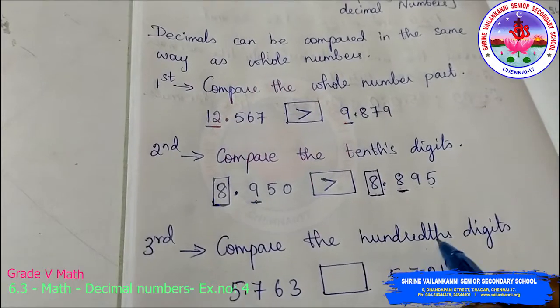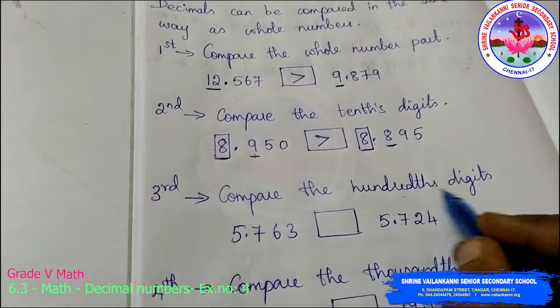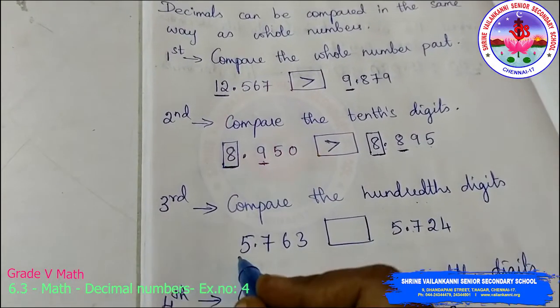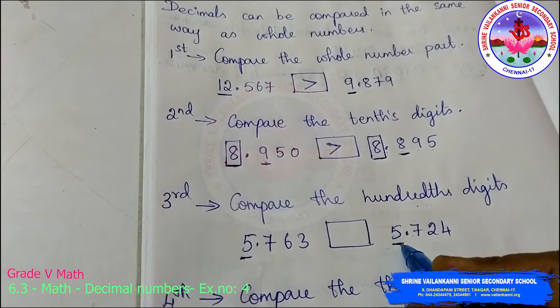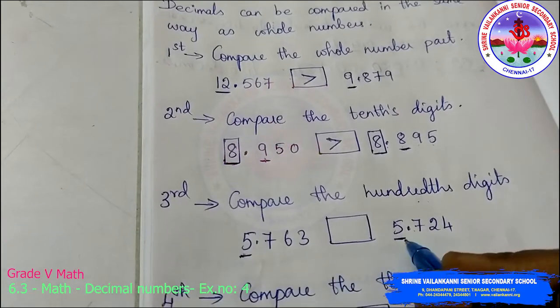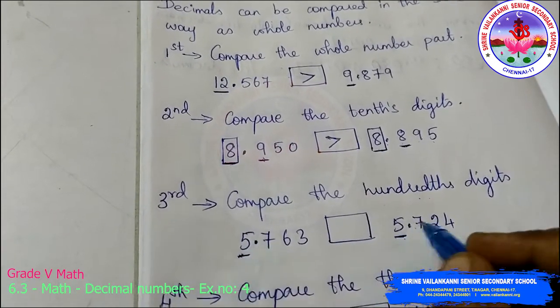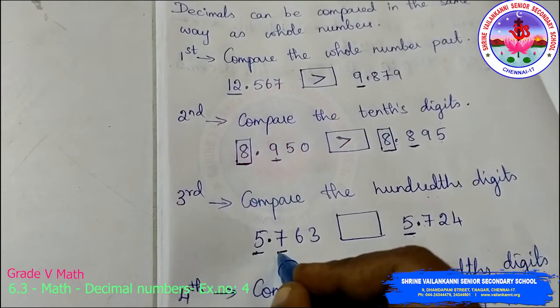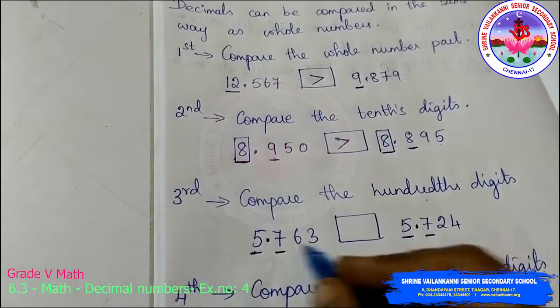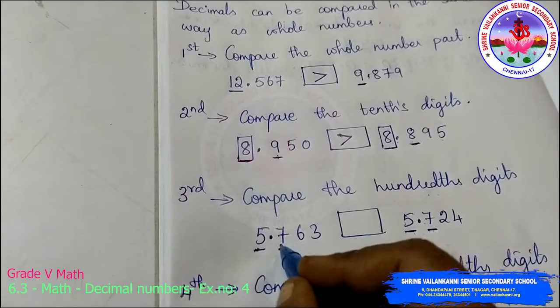So what happens when even the whole number and the tenths place value are similar? At that time you have to compare the hundredths place digit. See here, whole number 5, here also 5, so the whole numbers are similar. Next, after the decimal, the first place is tenths. Compare the tenths place. Even the tenths place is similar, 7, 7.